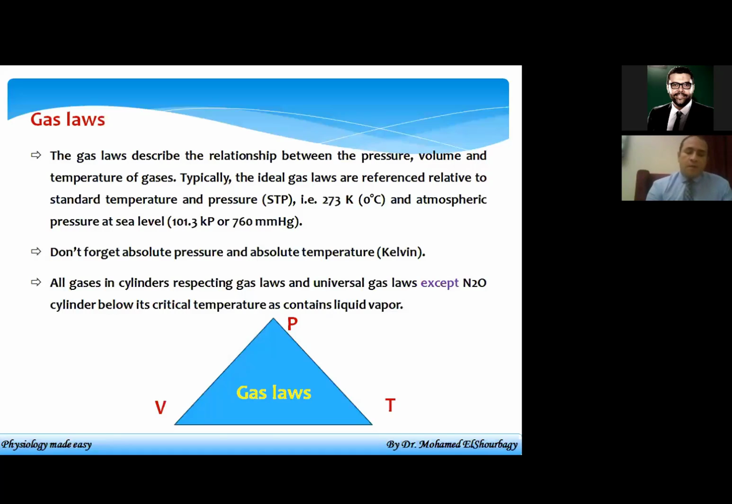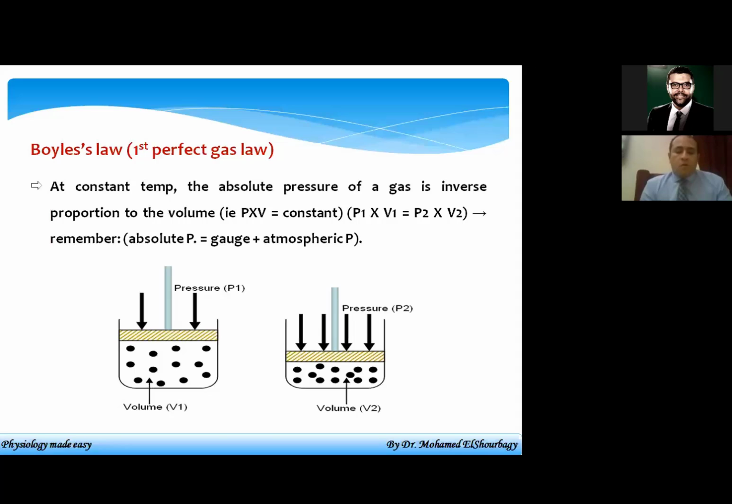Boyle's law. At constant temperature, the absolute pressure of a gas is inversely proportional to the volume. PV equals constant, or pressure multiplied by volume equals constant. P1 V1 equals P2 V2. And again, remember in Boyle's law that absolute pressure equals gauge pressure added to atmospheric pressure.